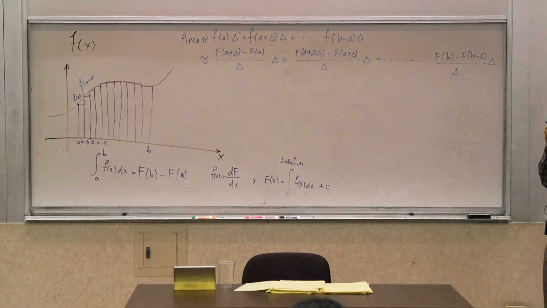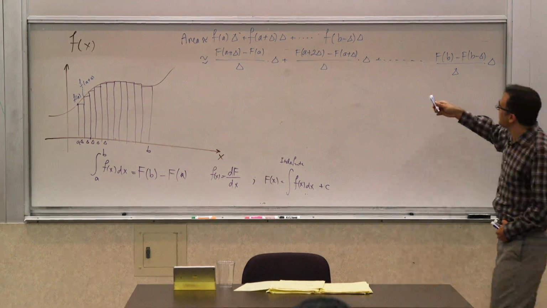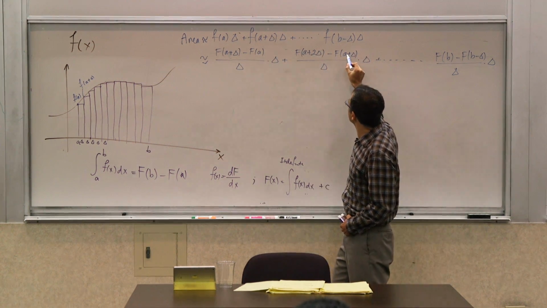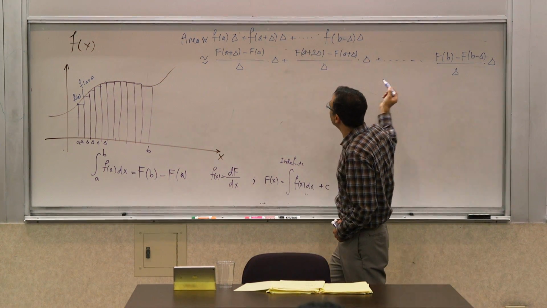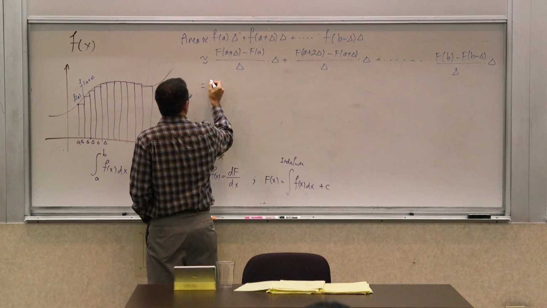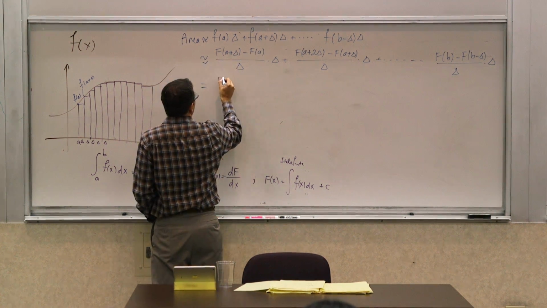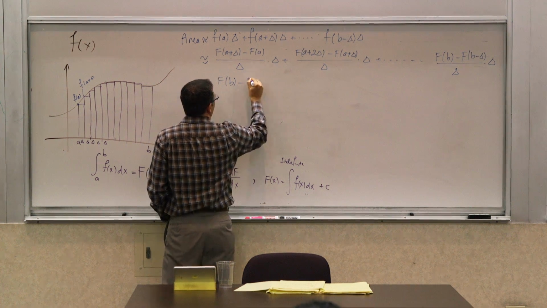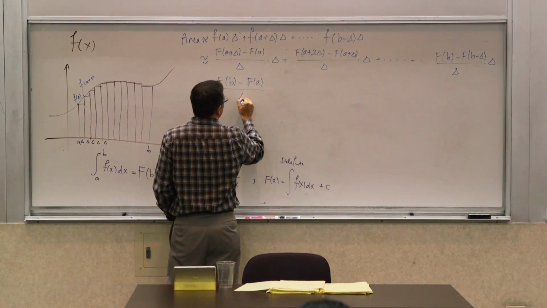So this sum is actually pretty interesting because you can see that these terms start canceling out. For this term, you have that term, and so on and so forth. So these two cancel and these two cancel. The only thing that's left, so now these two are equal, is f of b minus f of a divided by delta times delta.